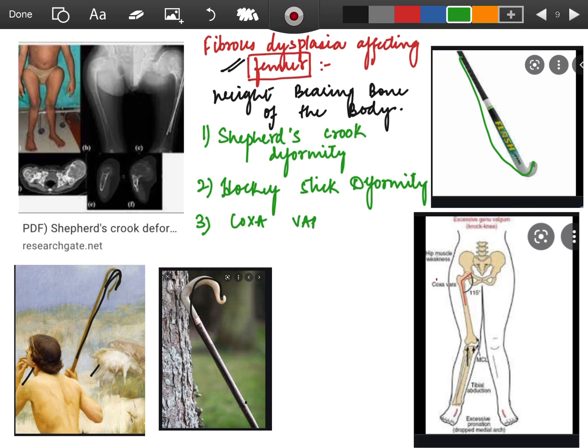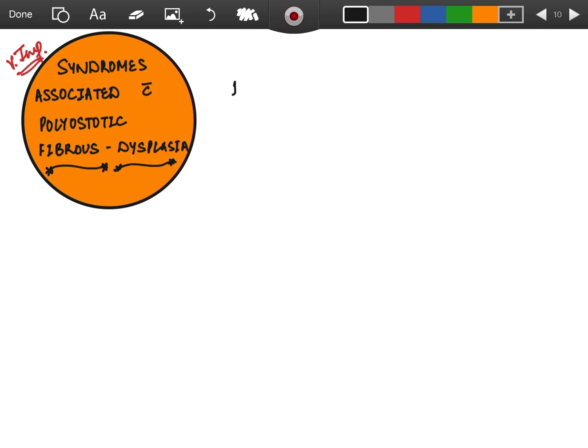And the third one, very important, is coxa vara. There is involvement of the hip. There is bending of the proximal end of the femur, because the bone is immature and it is a weight bearing bone of the body.